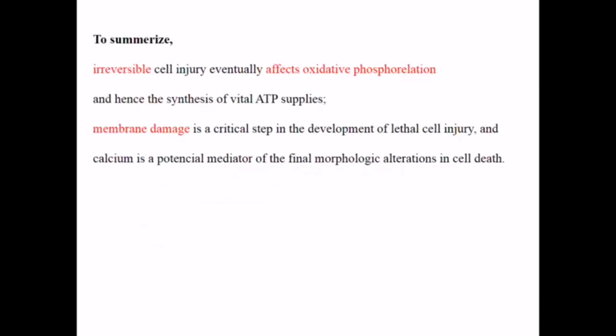To summarize all these, irreversible cell injury events will affect oxidative phosphorylation in mitochondria and hence synthesis of what? ATP. Membrane damage is also a critical step in the development of lethal cell injury, and calcium is a potential mediator of final morphologic alteration in cell death. Irreversible injury affects phosphorylation in mitochondria, ATP and membrane damage.